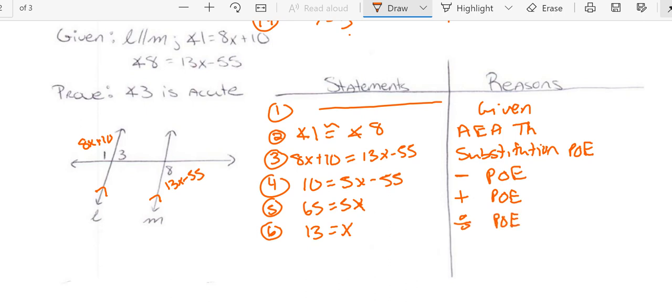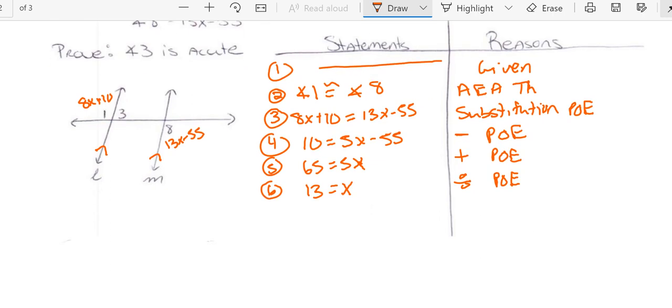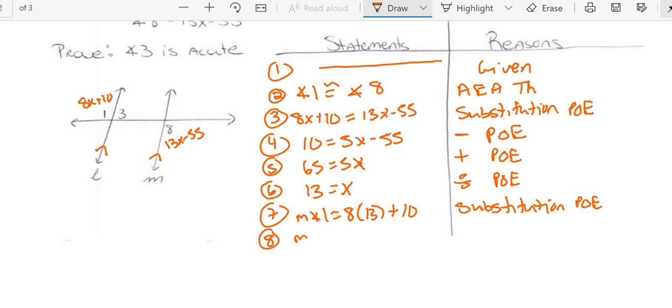All right, so the question asks you to prove that angle 3 is acute. So in order to prove angle 3 is acute, you kind of need to figure out what its measure is, or you can figure out what angle 1 is. So I'm going to go plug in. So the measure of angle 1 is equal to 8 times 13 plus 10. Substitution property of equality. Step 8. Measure of angle 1 equals 8 times 13 is 104 plus 10 is 114.